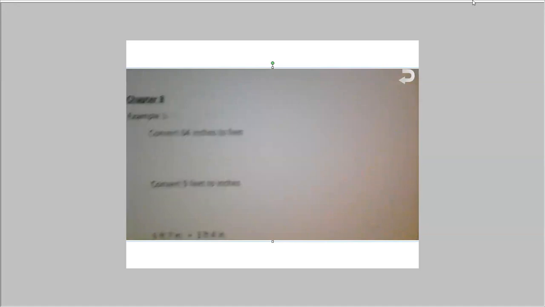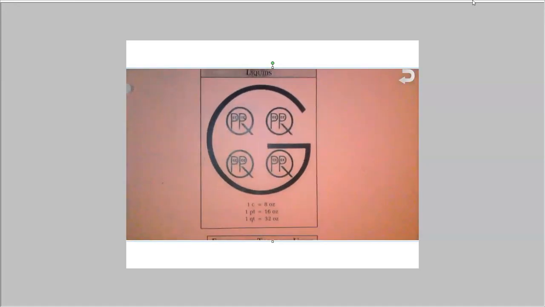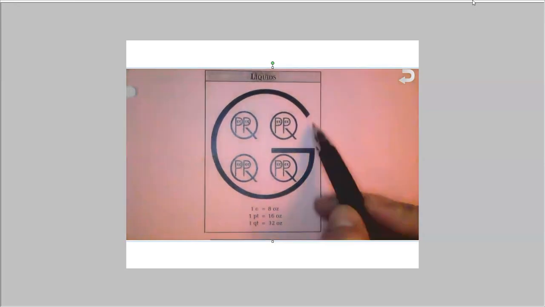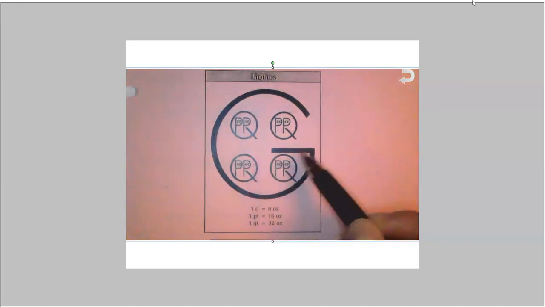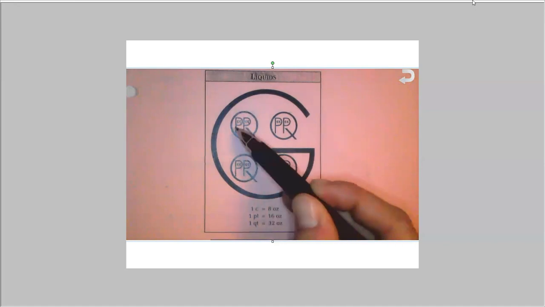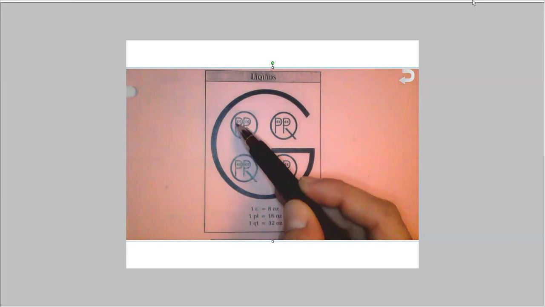All right, we're going to run into chapter 8 now. Chapter 8 is all about converting from one unit of measure to another. We're using conversion rates, multipliers. I will refer to this chart some. This is just going to help us do some converting with liquids. The G per gallon. Okay, in 1 gallon there are 4 quarts. In each quart there are 2 pints. In 1 pint there are 2 cups.